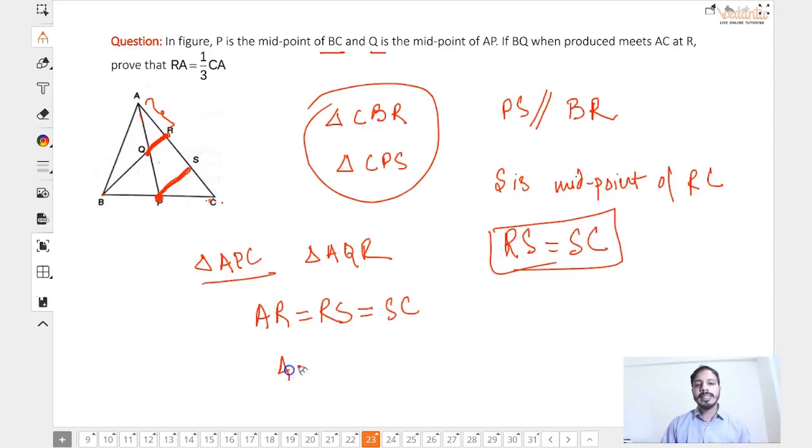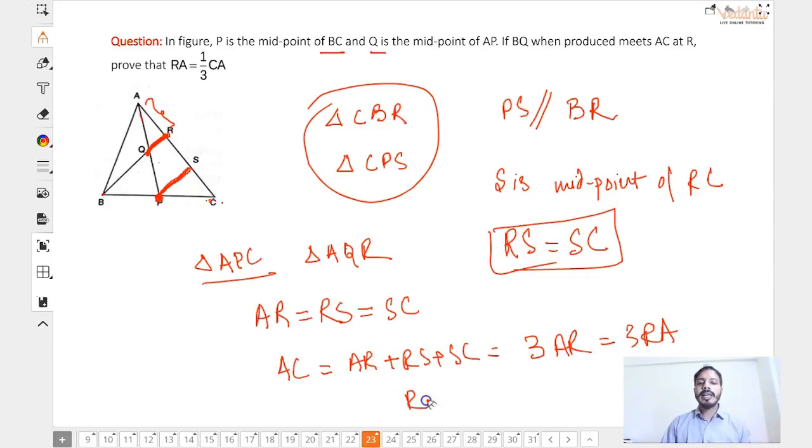So what is AC? AC can be written as AR plus RS plus SC, and that is nothing but 3 times of AR, or RA, same thing. So now RA can be written as 1/3 of AC. So in this way you can prove this, right? So similar triangles is simple.